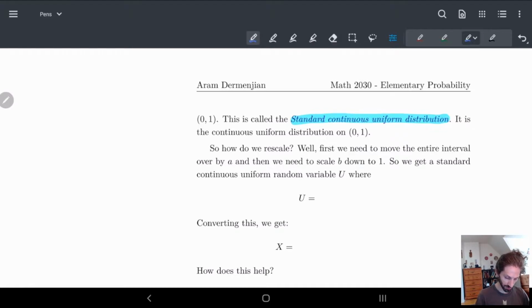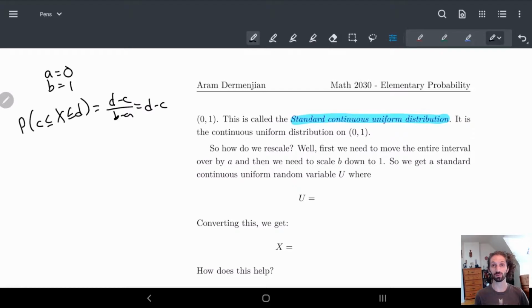This means that a is equal to 0 and b is equal to 1. What this means is if I were to take my probabilities, we'll do this, c and d. Remember, this is just d minus c over b minus a. Well, b minus a is just 1, so we just get d minus c. So much more simple, we don't really have to worry about that at all.